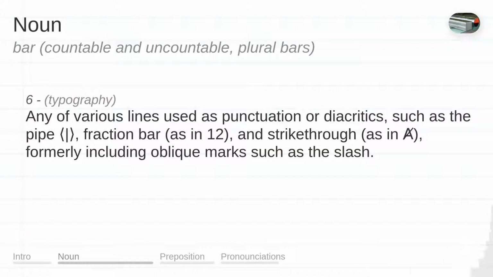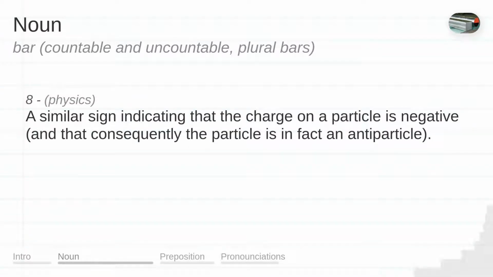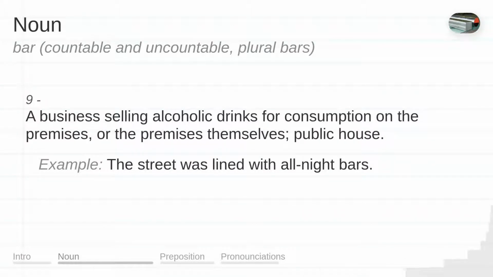Any of various lines used as punctuation or diacritics, such as the pipe, fraction bar, and strike-through, formerly including oblique marks such as the slash. The sign indicating that the characteristic of a logarithm is negative, conventionally placed above the digits to show that it applies to the characteristic only and not to the mantissa. A similar sign indicating that the charge on a particle is negative, and that consequently the particle is in fact an antiparticle.